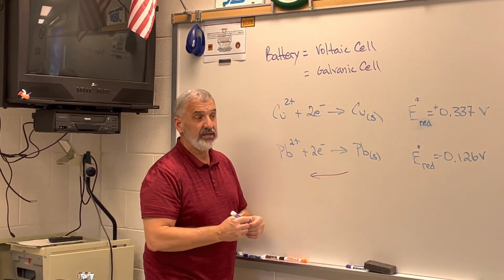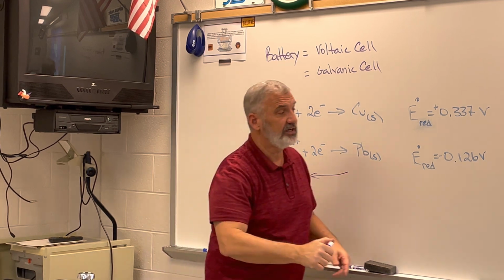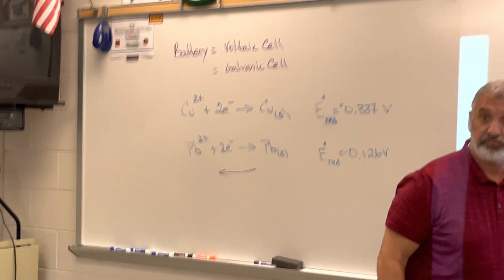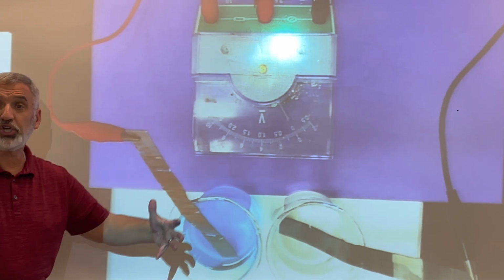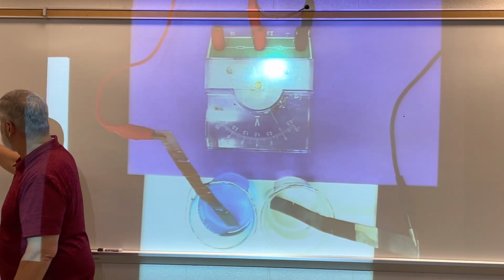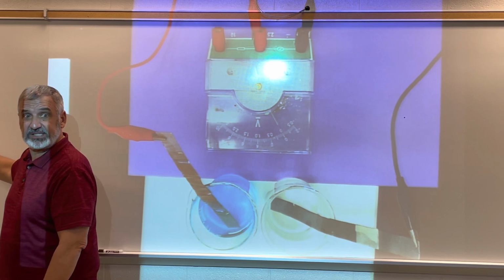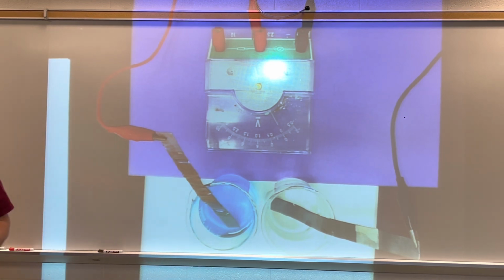I have in my solutions over here copper metal, copper sulfate, lead metal, lead nitrate. So I have Pb2+ in solution and Pb solid. I have Cu solid and Cu2+ in solution. So we can determine which one is going to get reduced. The one that's going to get the electrons is the copper, because it's got that more positive reduction potential.